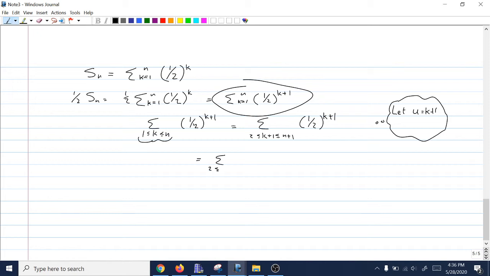sum from 2 less than or equal to u less than or equal to n plus 1, 1/2 to the u. And the letter u doesn't matter. This is the same as saying this will equal the sum from 2 less than or equal to k less than or equal to n plus 1, 1/2 to the k.